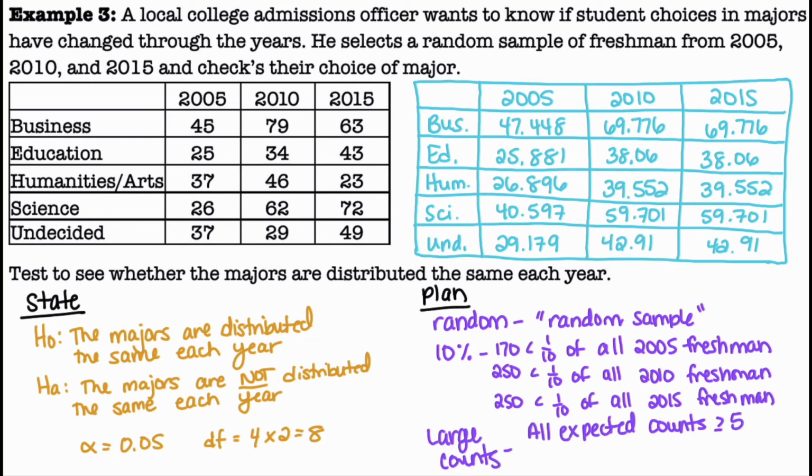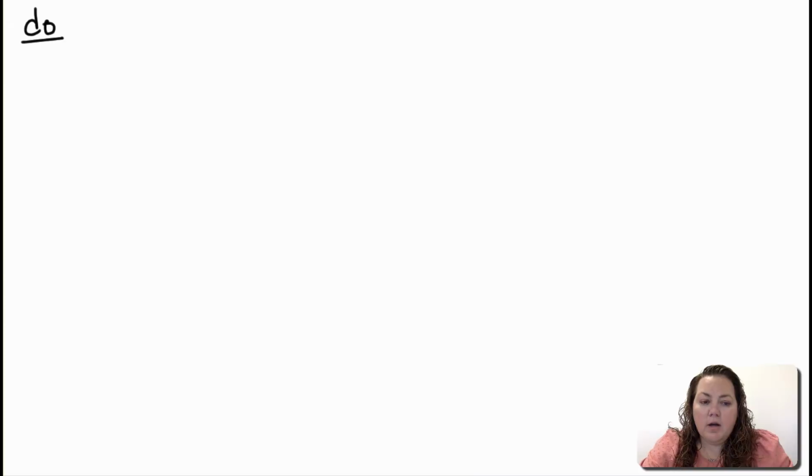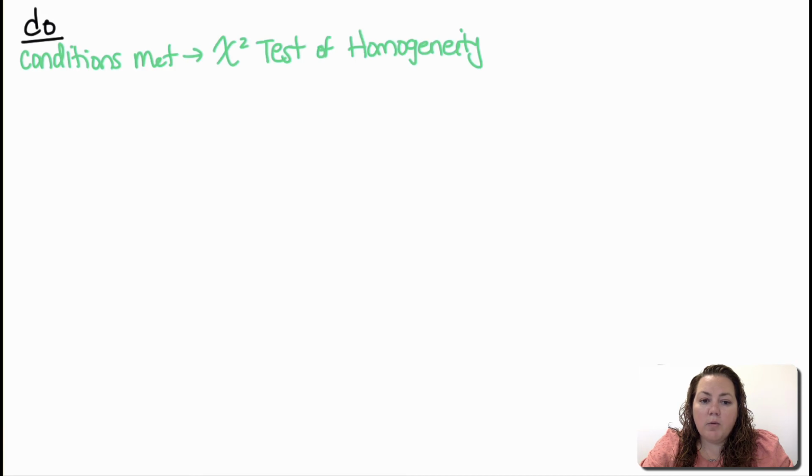Large counts, all expected counts have to be greater than or equal to 5. I'm going to just go ahead and say that the lowest one was the 2005 education, and that was 25.88, which is greater than 5. All right, our conditions were met. We're doing a chi-squared test of homogeneity.